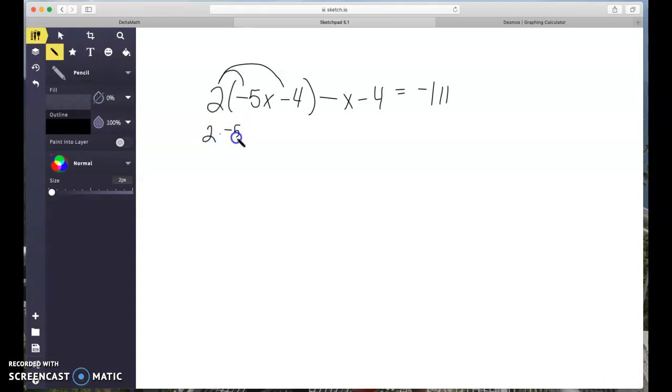So 2 times negative 5x and 2 times negative 4, and then I've got negative x minus 4 equals negative 111. And I'm going to go ahead and do the multiplication. So 2 times negative 5 gives me negative 10x, and 2 times negative 4 is negative 8.